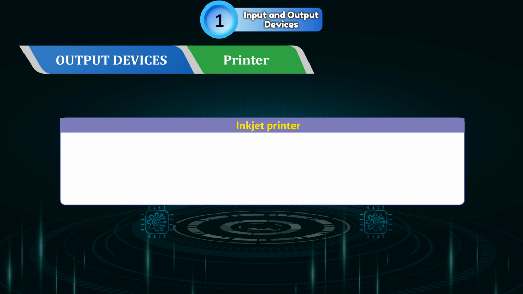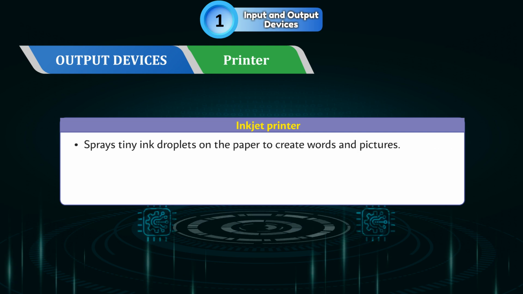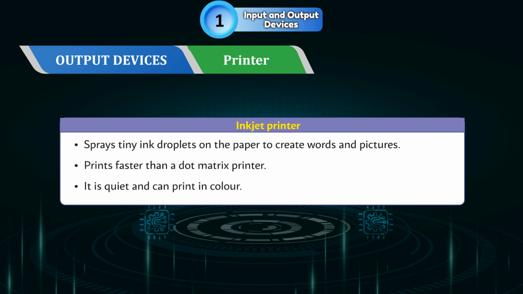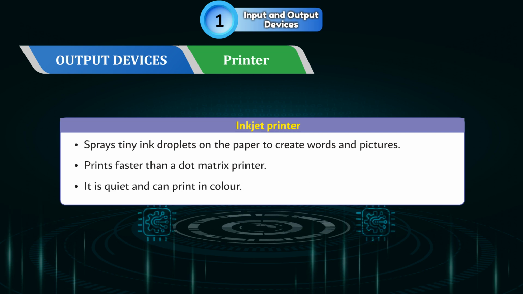Inkjet printer sprays tiny ink droplets on the paper to create words and pictures. Prints faster than a dot matrix printer. It is quiet and can print in color.